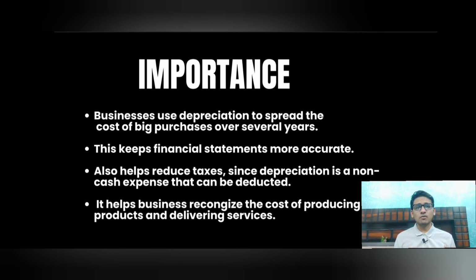Now moving on to some of the important features of depreciation. Businesses use depreciation in order to spread the cost of their big purchases over several years. For example, if a business purchases machinery for 1 lakh rupees and every year the machinery depreciates by 20%, then the business has to record an amount of 20,000 every year for 5 years, because the value of the machinery is 1 lakh. So the 20,000 is being spread over the 5 years.